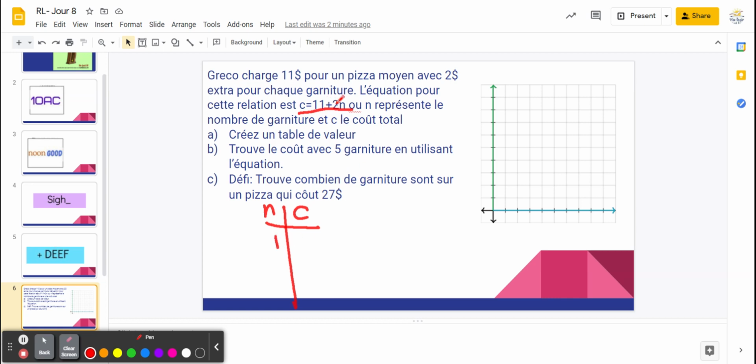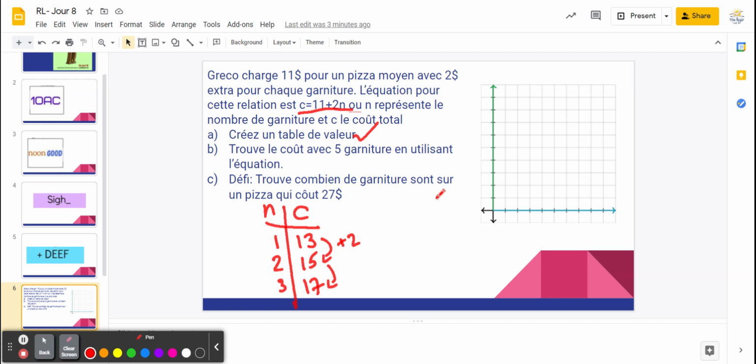So if I buy one topping, this becomes 11 plus 2 times 1. So that's just 11 plus 2, which is 13. If I buy two toppings, this is 11 plus 2 times 2. So 11 plus 4 is going to give me 15. And then I can follow this trend. Well, it's going up by 2. So my next number would be 17. Okay, so A is done.